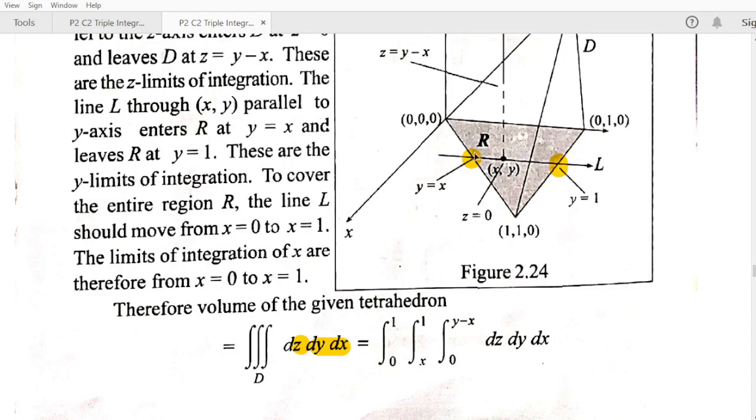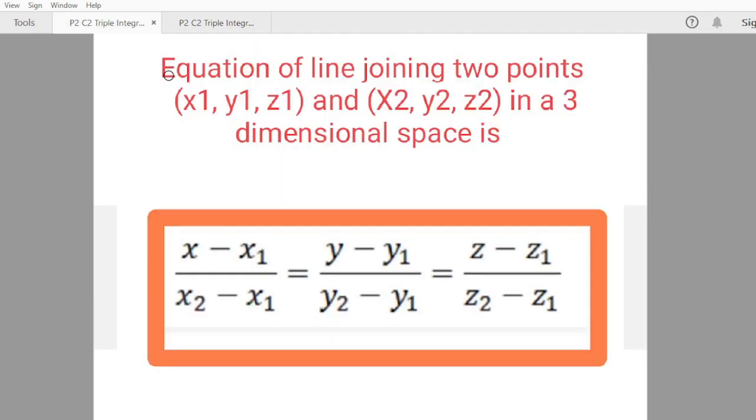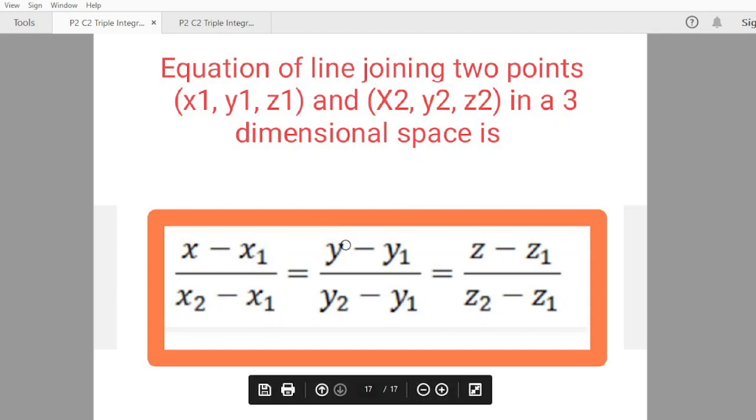To find the equation of this line and this line, all we know is that this line passes through these 2 points, 0 0 0 and 1 1 0. So for the equation of the line passing through 2 points, we'll be using a particular formula. We already know that the equation of the line joining 2 points x1, y1, z1 and x2, y2, z2 in three-dimensional space is x minus x1 by x2 minus x1 equal to y minus y1 by y2 minus y1 equal to z minus z1 by z2 minus z1. So we'll be using this formula here.